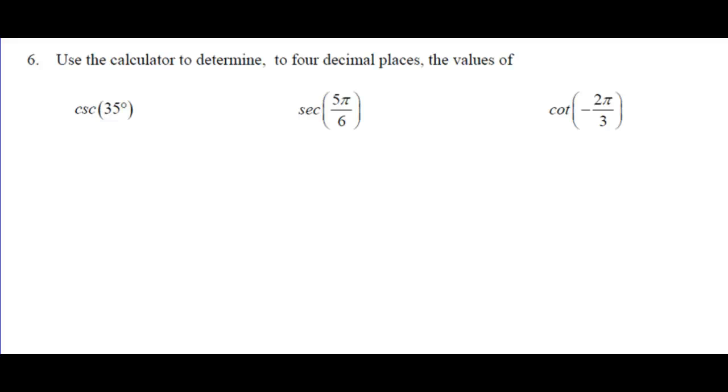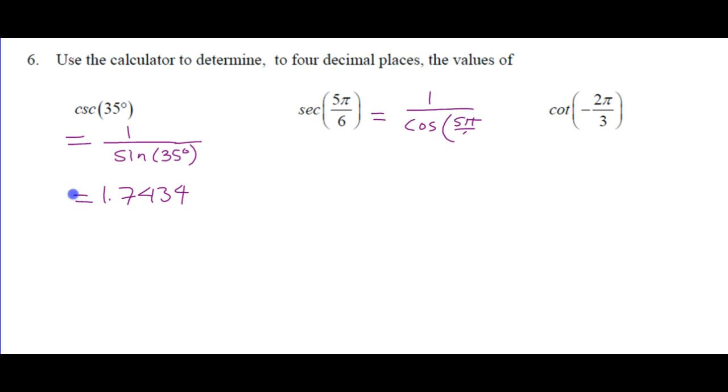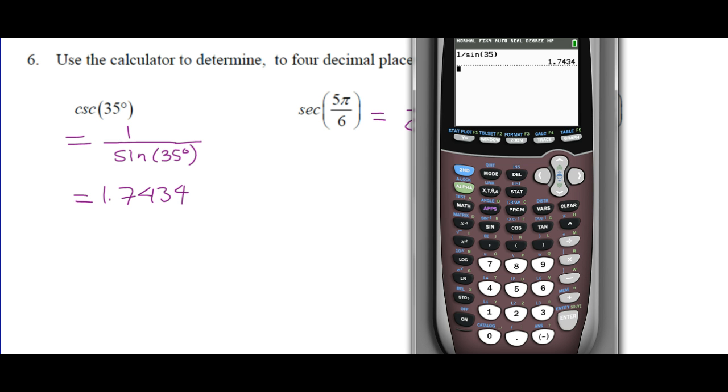Use the calculator to determine to 4 decimal places. Okay, so we need to get out the calculator. So in degree mode, cosecant is 1 over sine. Okay, what's secant? Reciprocal of cos. So it's 1 over the cos of 5 pi over 6. Okay, now we got to be in what mode? So you got to go to radian mode. Okay, and I want 1 divided by cos 5 pi divided by 6. And that is negative 1.1547.